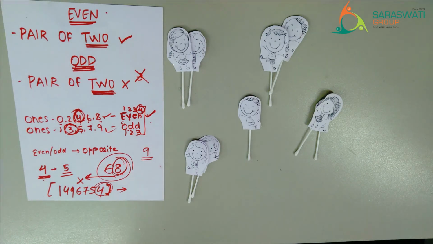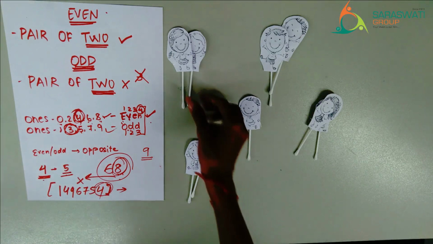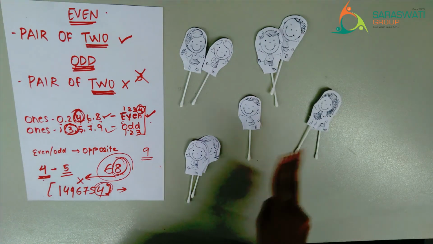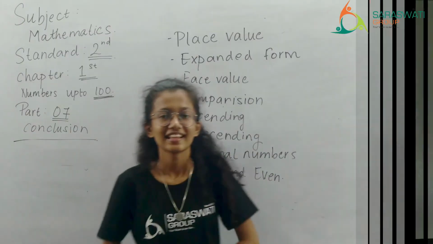This is the way you can calculate, but make sure that you are making pair of 2, not more.